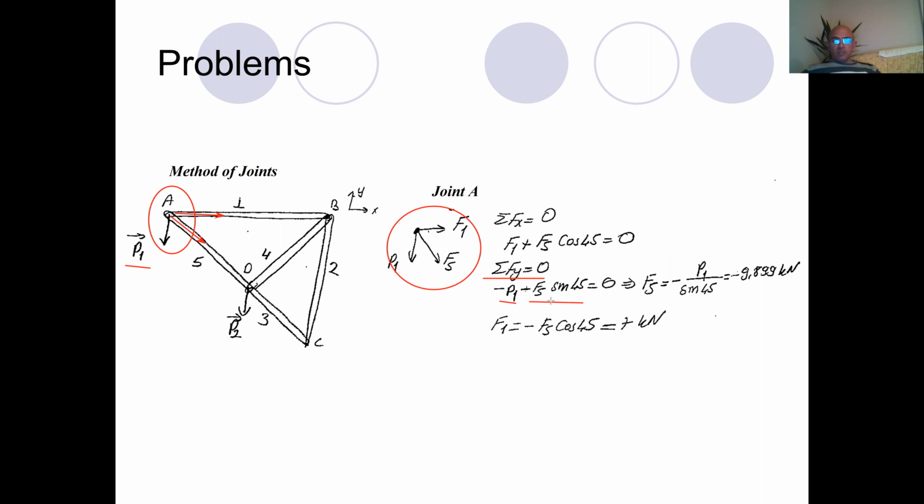From there, we can easily calculate the F5, because this is the only unknown in this equation. F5 can be written as minus P1 divided by sine 45, and from there we can calculate it as minus 9.899 kilonewtons. This will be the value of the force that comes to member 5. Certainly the minus sign tells us that it is compressive.